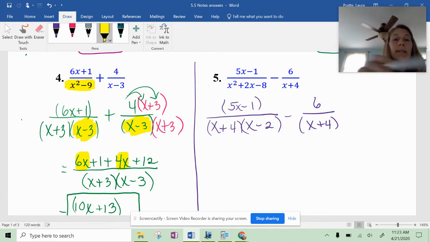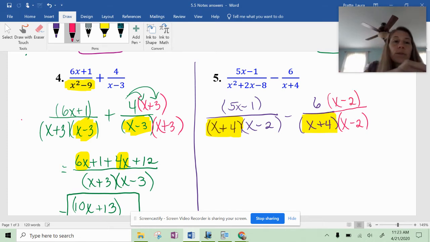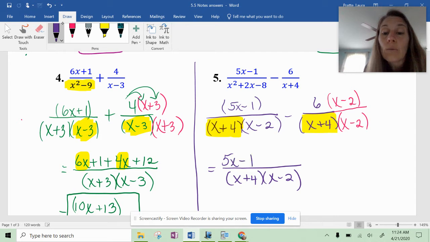Okay, so now we can see that we already have a common factor on each side. We already have the x plus 4. But in order for me to make these least common denominators, the right side here still will need an x minus 2, and whatever you put on the bottom, you must also put on the top. So now when I go to do the subtraction, my denominator is just this least common denominator of x plus 4 and x minus 2. But my numerator is going to be 5x minus 1.